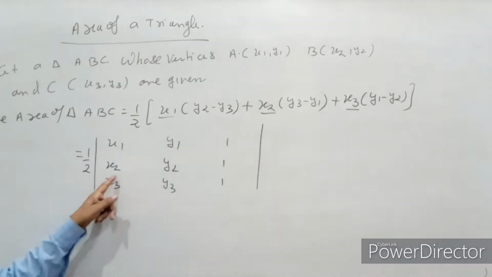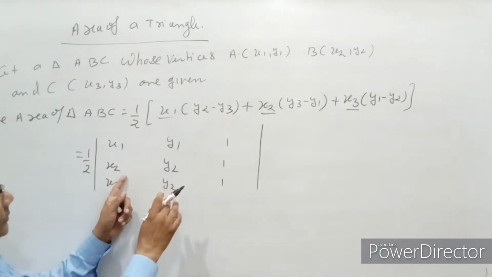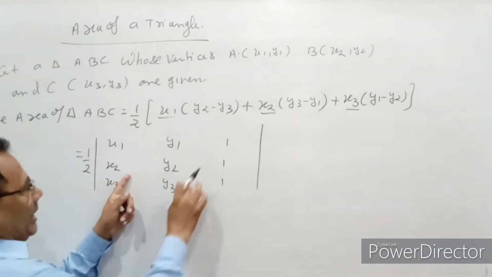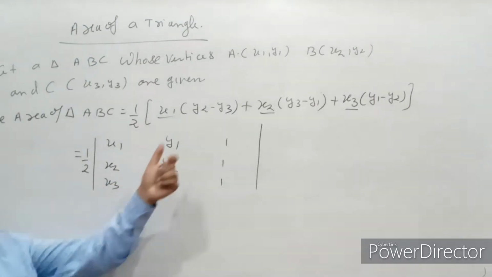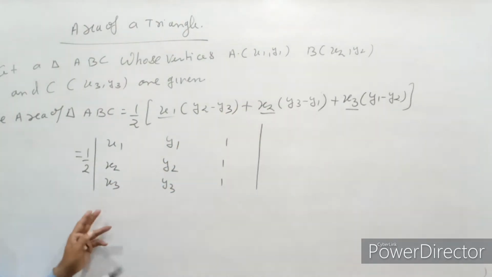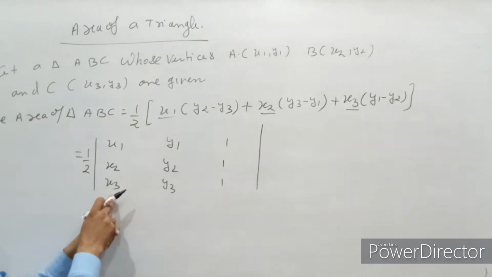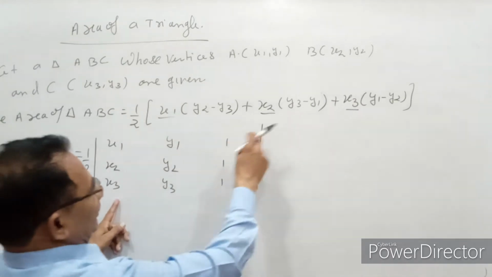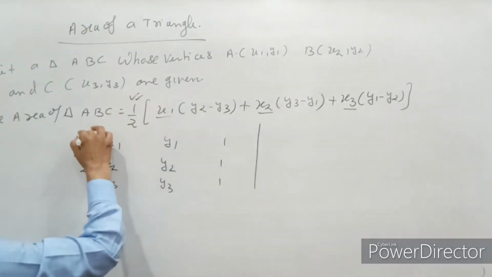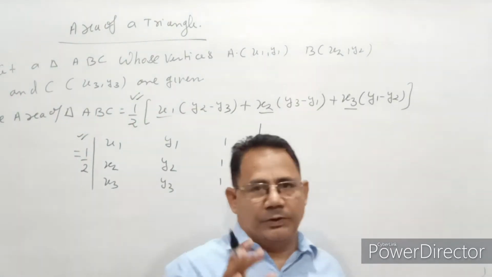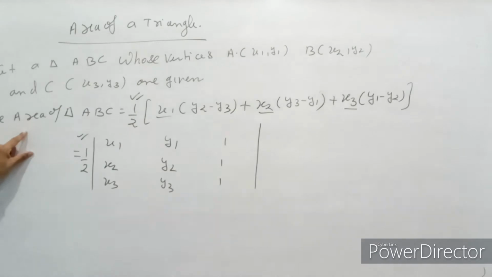So x1 into (y2 - y1), then x2 from the first column and second row, y1 minus y3. But the position of this element is 2,1, so a minus sign will come here. And x3 from the first column and third row, that is y1 minus y2. So here we find that both of these are the same, therefore we can also calculate the area of a triangle by using determinants.